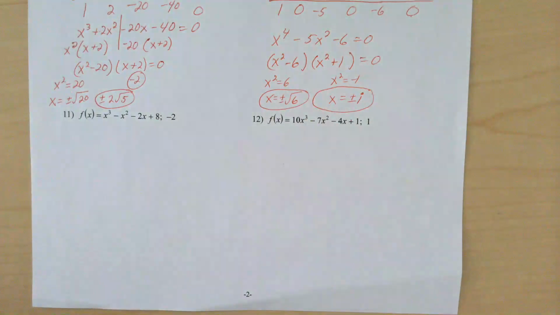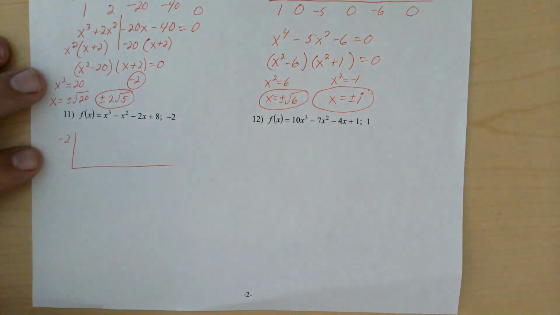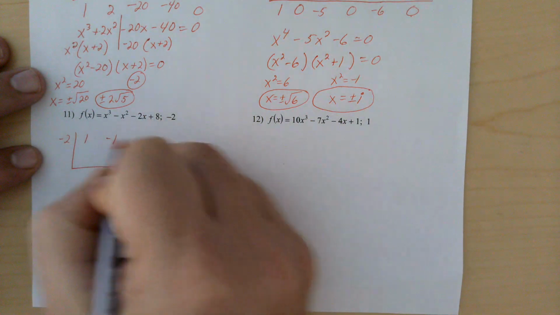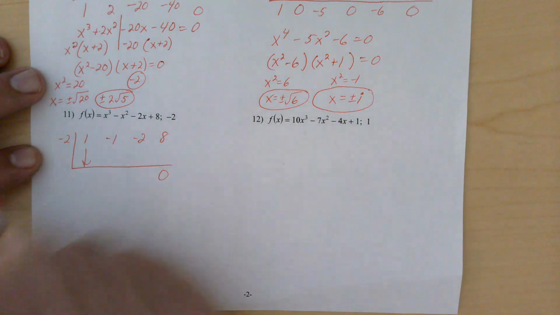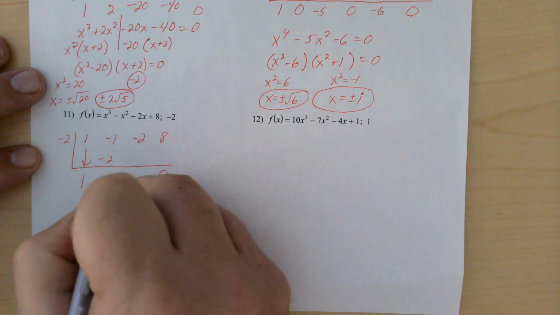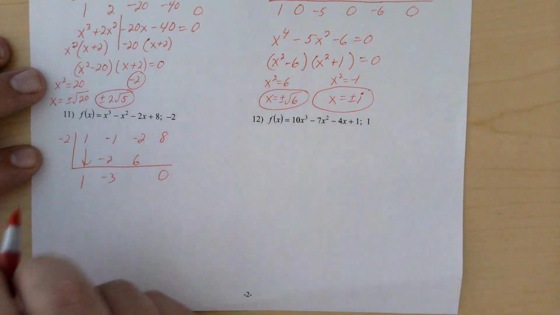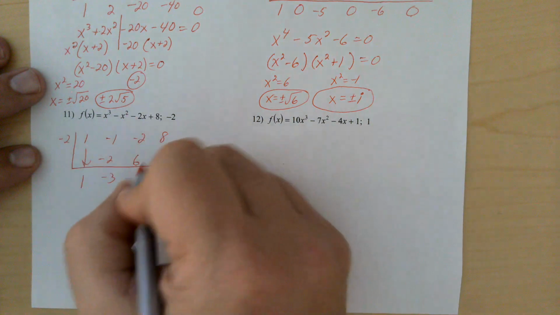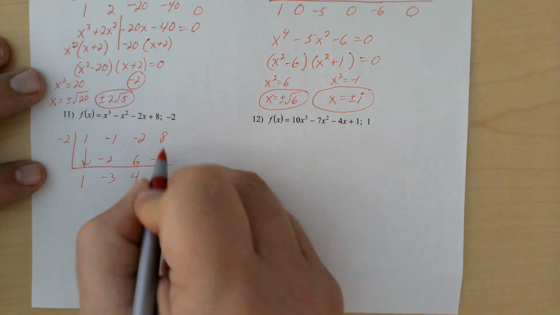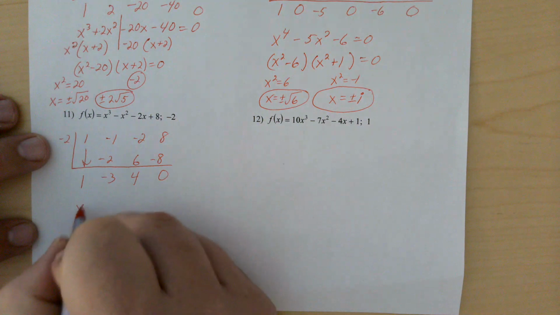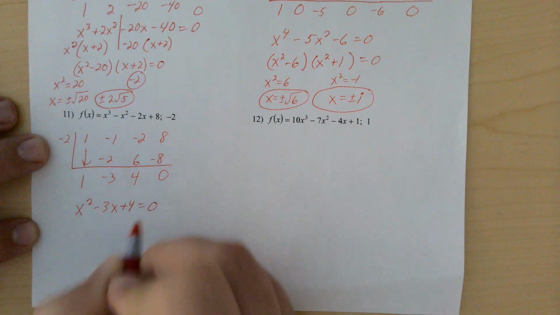Okay, 2 more, and then we're done. And then this one, I have a negative 2 on the outside, 1, negative 2, and 8. We know we have to get 0. I bring down the 1. I multiply. Add, then multiply. I'm trying to do this too quickly. And then I add. But I feel good that when I multiply, I get a negative 8. When I add, I get a 0. So we're left with x squared minus 3x plus 4.